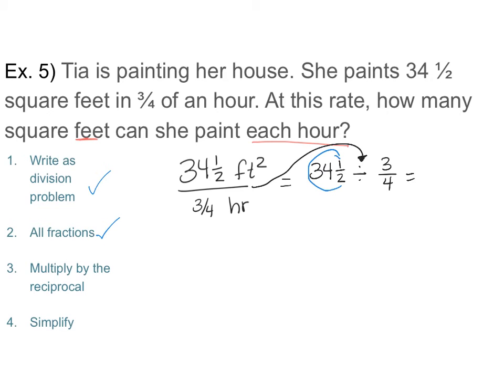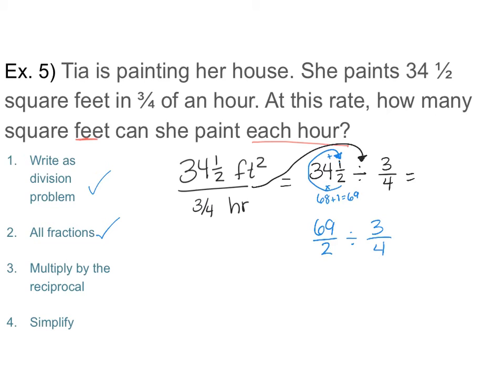So we need to make this mixed number into a fraction. So we're going to multiply, and then we're going to add that top number or whatever's left over. So I have 34 groups of 2 or halves, right? So 34 times 2 is 68, plus one more up at the top is 69. So I have 69 halves divided by 3/4.